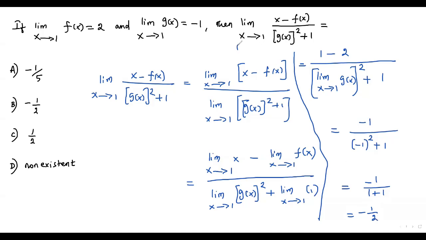Okay, I have evaluated the given limit. Its value is negative 1 over 2. I find negative 1 over 2 in answer choice B. The correct answer choice for this question is B.